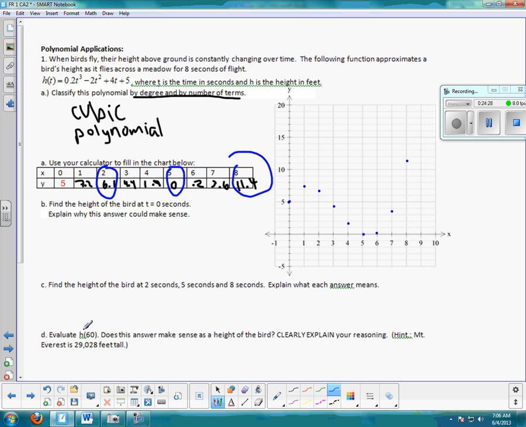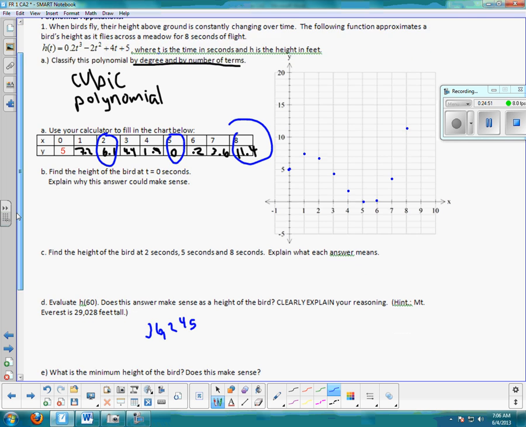The height at 60, there's a couple of different ways to do it. I'm going to get it from my table, I'm going to ask it to show me 60. And at 60, it tells me it's 36,245. And that does not make sense at all because a bird cannot fly higher than Everest, I believe.